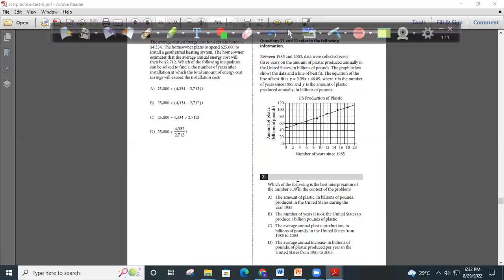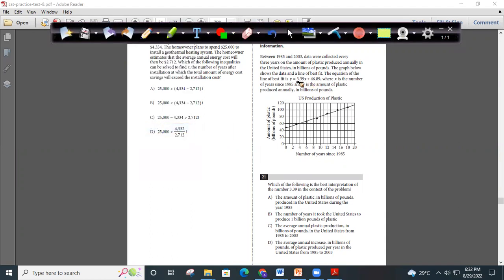Very good, sir. What is the meaning of 3.39 in this context? Perfect, Mahidhar. Sir, you should give me an answer. You can give me if you have good potential. Arshil, very good.